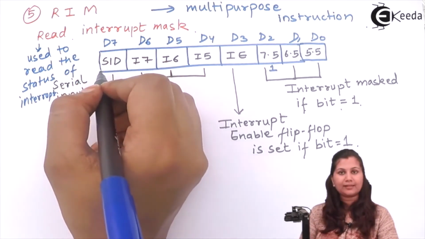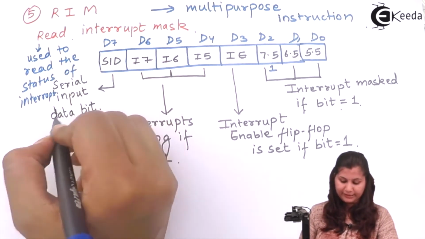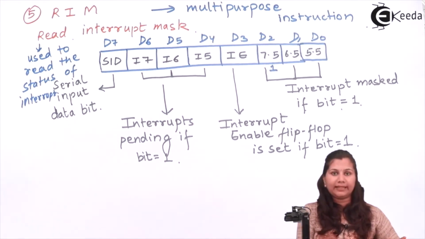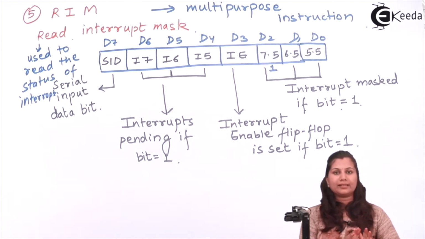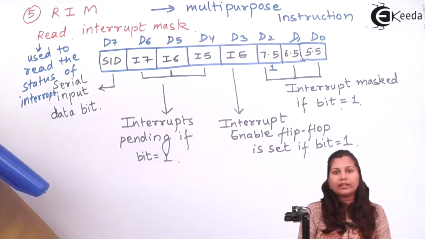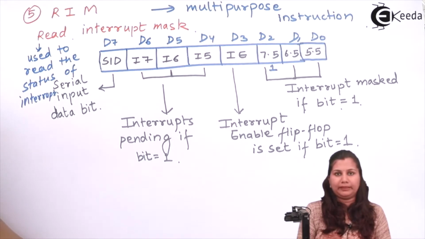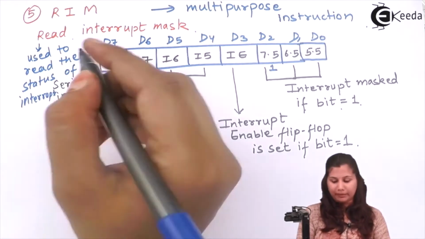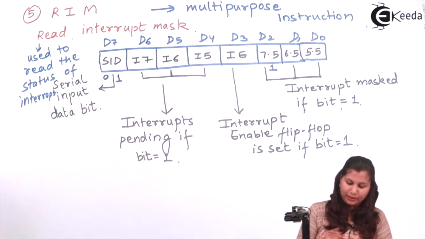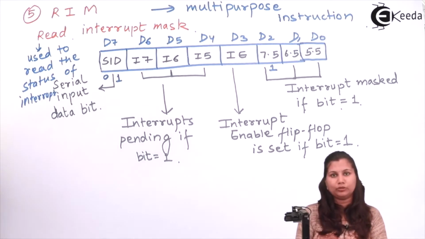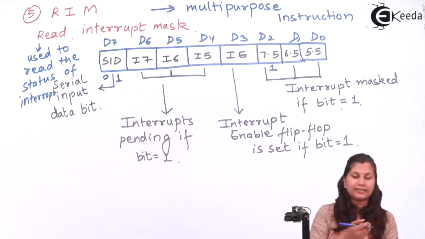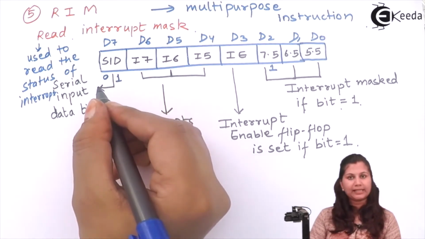D7, that is the most significant bit, will define the serial input data bit. When the microprocessor is performing serial data communication, it means it is being interfaced with a peripheral device, and there is an input and output data bit there. If the bit which is coming is 0, it means a 0 bit is coming to the microprocessor. If it is 1, it means a 1 bit is coming to the microprocessor. Means the data, whether it is 0 or 1, will be defined by this bit.